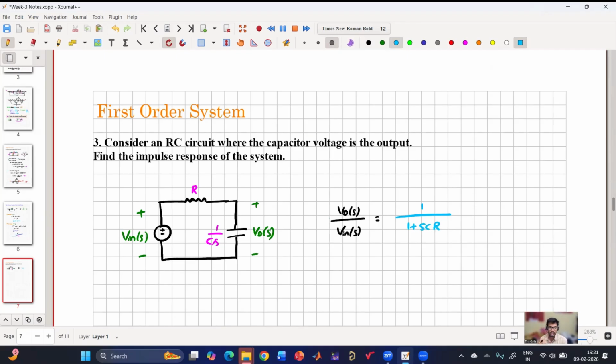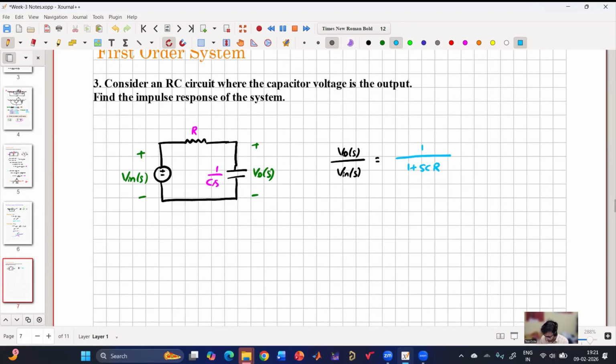Now I am asking what is the impulse response. In that case, what is V in of S? 1, right? So V in of S is 1. Now what is V naught of S? V naught of S is whatever is left. V naught of S is 1 by 1 plus SC into R.